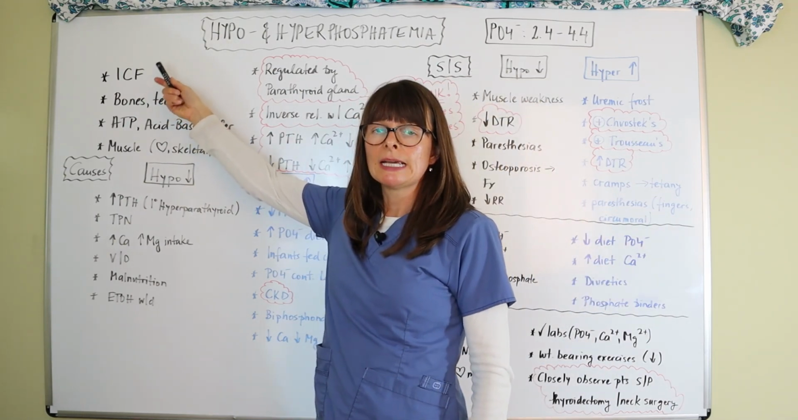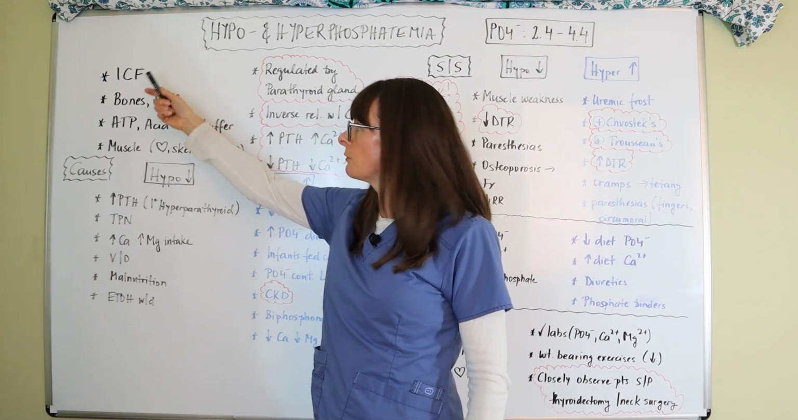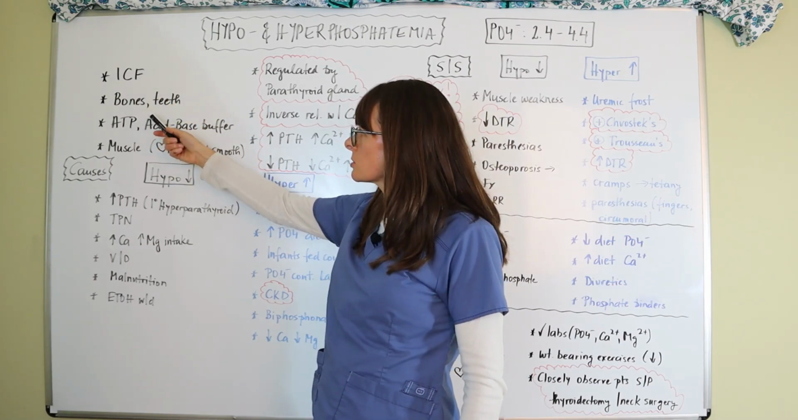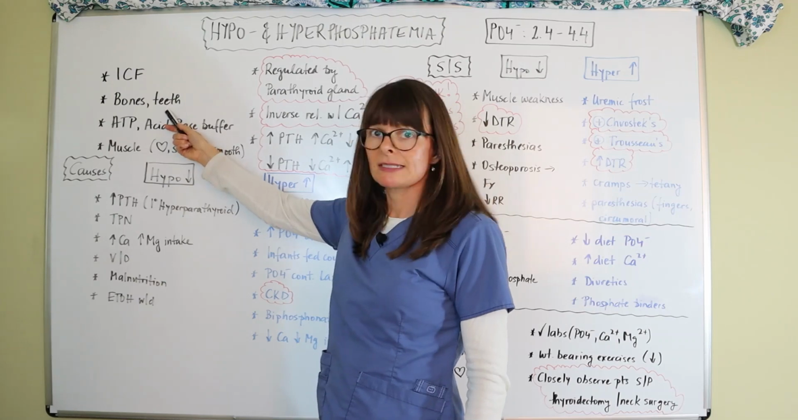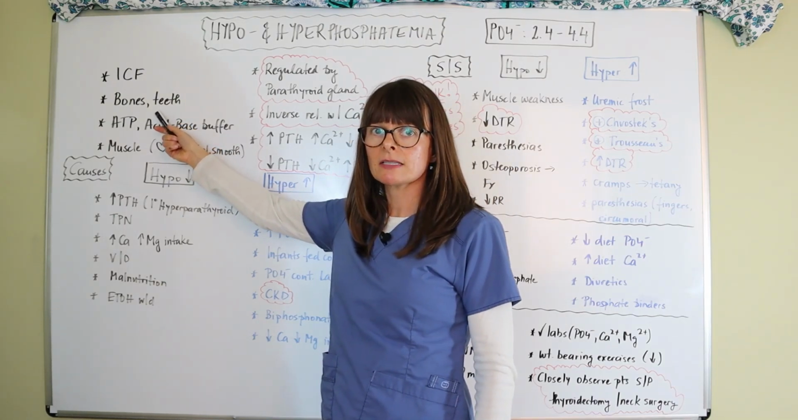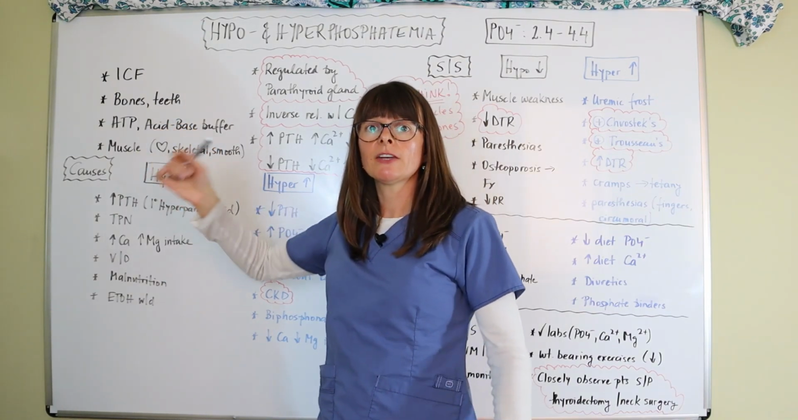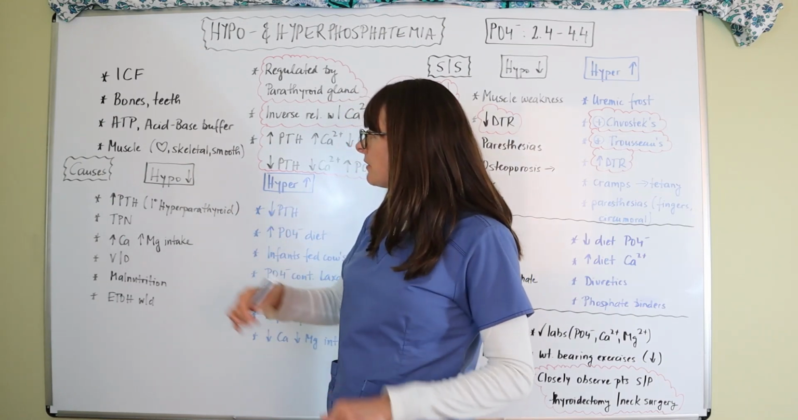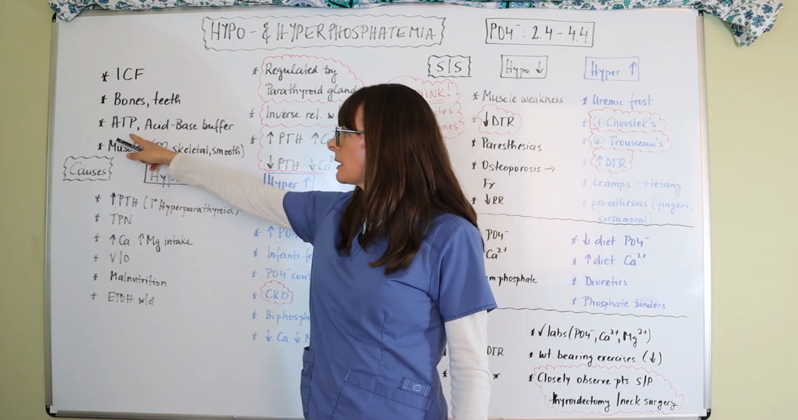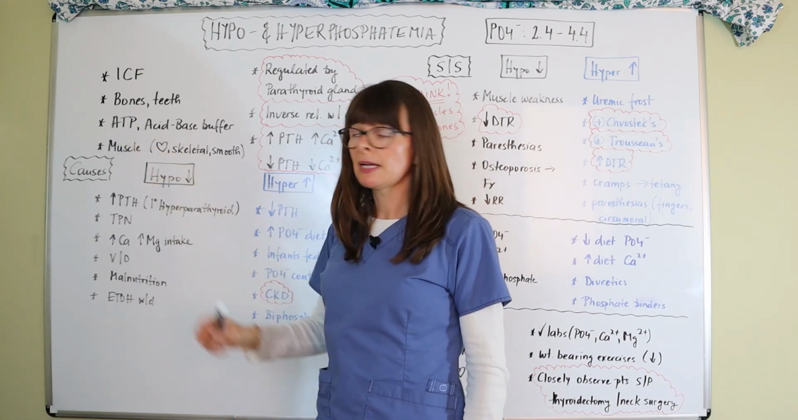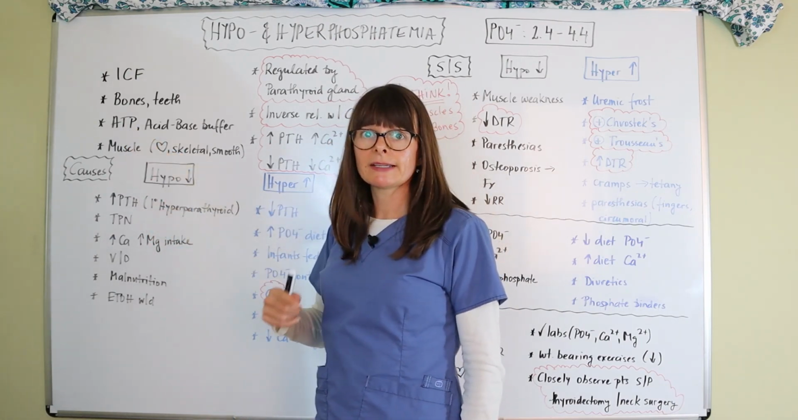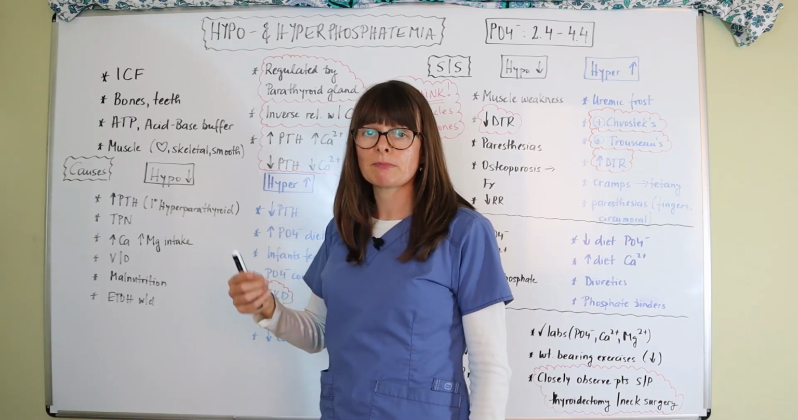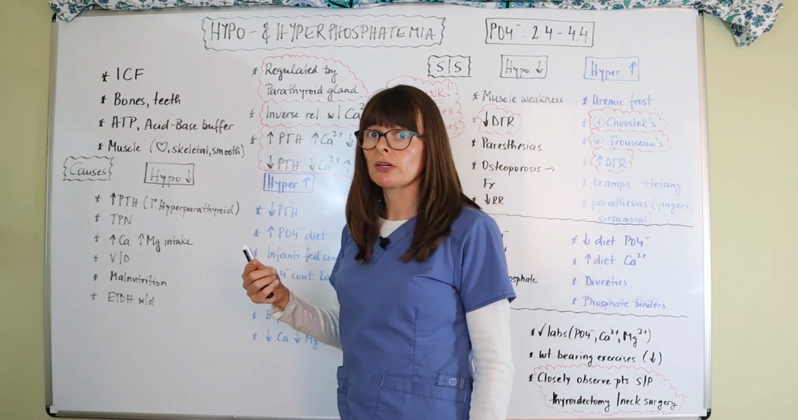So it mostly occurs in the intracellular fluid. It is also important for bones and teeth regulation, and that has to do with it having an inverse relationship to calcium, and we'll get to that in a moment. But phosphorus is also responsible for energy metabolism as an ATP, adenosine triphosphate. So that's a major player here as well.